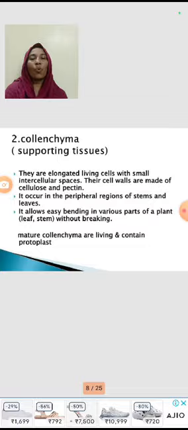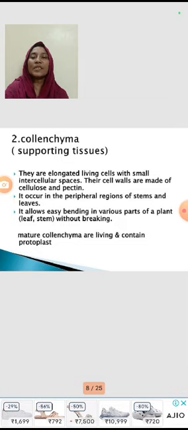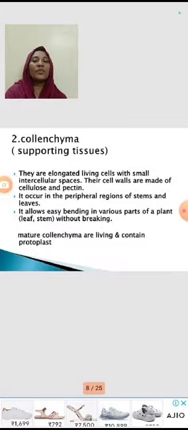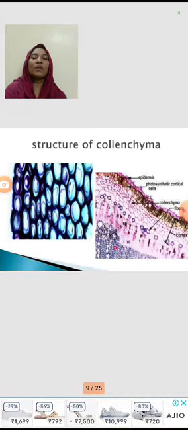Next tissue, collenchyma. Collenchyma is made of elongated living cells with small intercellular spaces, and the collenchyma cell walls are made up of cellulose and pectin. It occurs in the peripheral regions of the stems and leaves. It allows bending in various parts of a plant, that is leaf and stem, without breaking. And this photograph shows the structure of collenchyma.